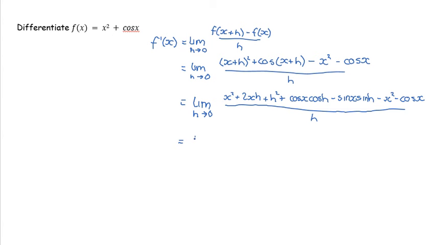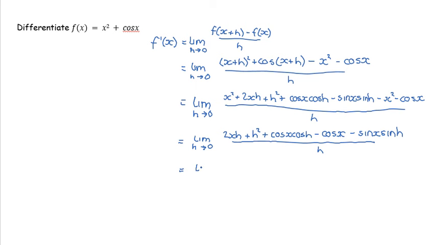Okay, but continuing on, the limit as h tends towards 0. Now, like I said, the x squareds will cancel each other out, so what we're left with is 2xh plus h squared. Then we have a cos x cos h, and I'm going to group the other cos together with that, so just reordering this a wee bit, I'm going to end up with cos x cos h, then the minus cos x, then minus sin x sin h. Okay, and that's all over h.